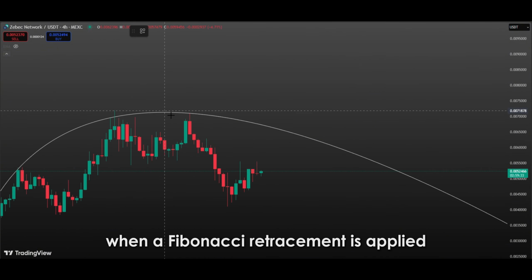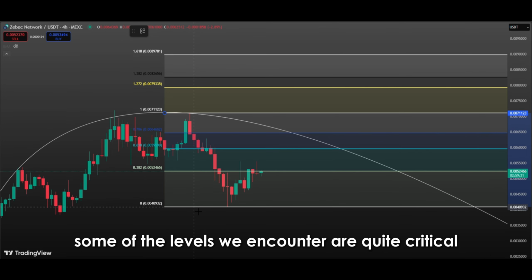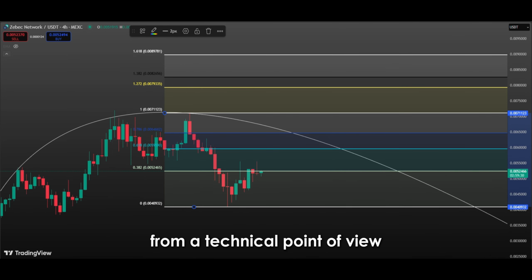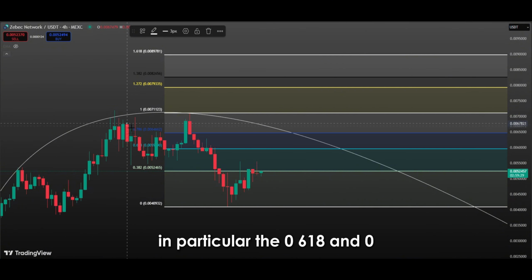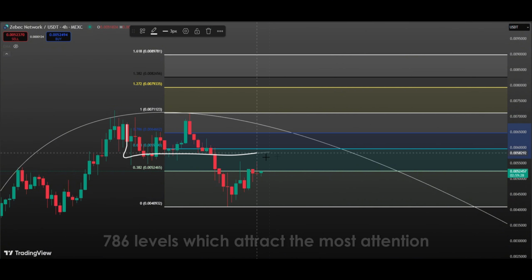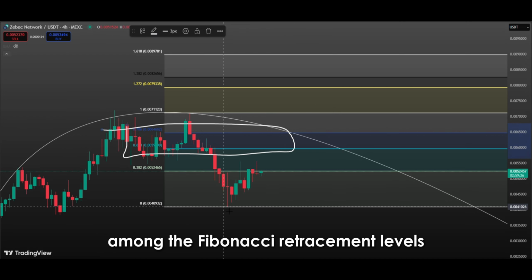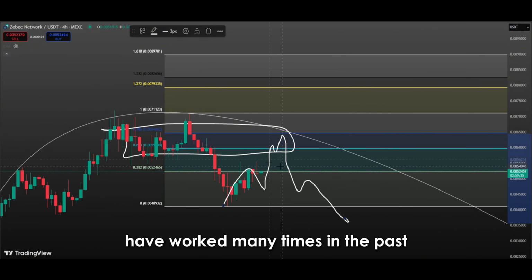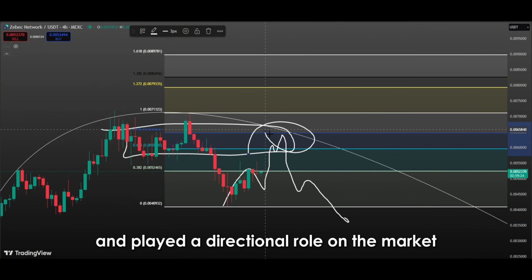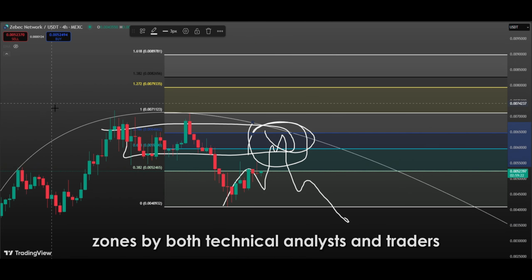Keep watching. When a Fibonacci retracement is applied from the top to the bottom on the chart, some of the levels we encounter are quite critical from a technical point of view and indicate areas that should be carefully monitored. In particular, the 0.618 and 0.786 levels, which attract the most attention among the Fibonacci retracement levels and have a great impact on price movements, have worked many times in the past and played a directional role on the market. These two levels are often referred to as resistance zones by both technical analysts and traders.